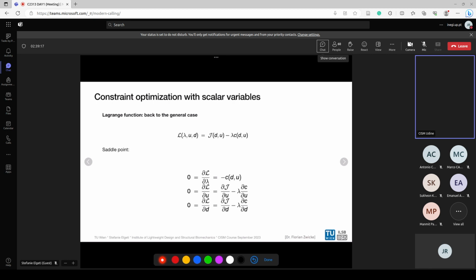In the general case, we have, again, the saddle point, so these three partial derivatives. And notice that this first equation ensures that the equality constraint is fulfilled. So we do have the minus here, but it still ensures that c is equal to 0.